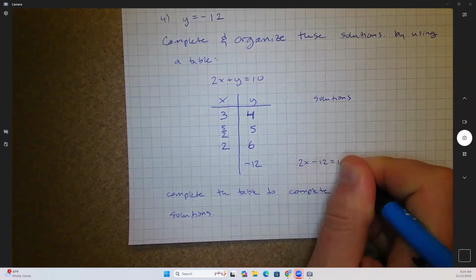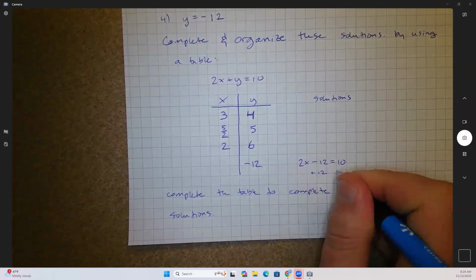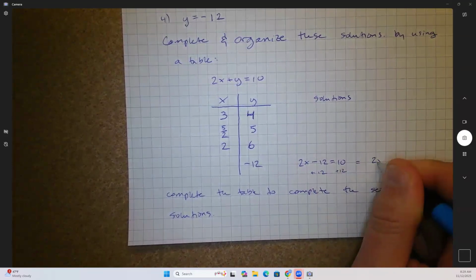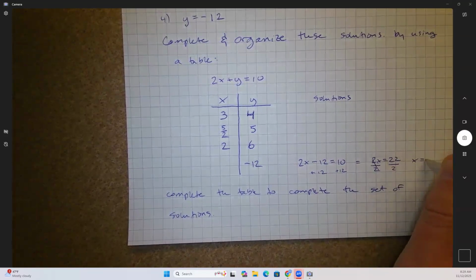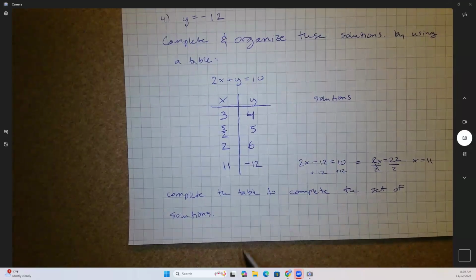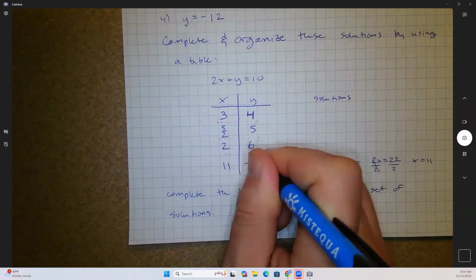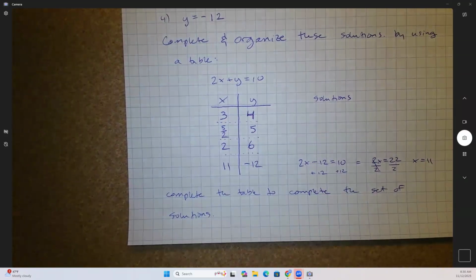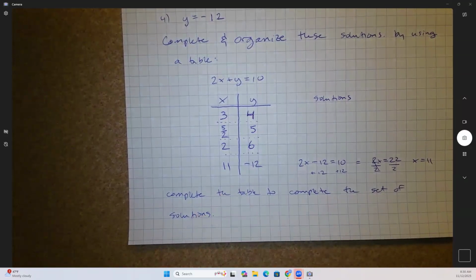2x minus 12 equals 10. And I'll solve for x. So I'll add 12 to both sides. And I get 2x equals 22. And I divide both sides by 2, and I get x equals 11. And so now I can complete. And what I have is a set of 4 ordered pairs, but rather than list them one after the other, I just organize them in a table. It helps me keep track of the different solutions. So on your worksheets, you'll see a lot of things organized that way.